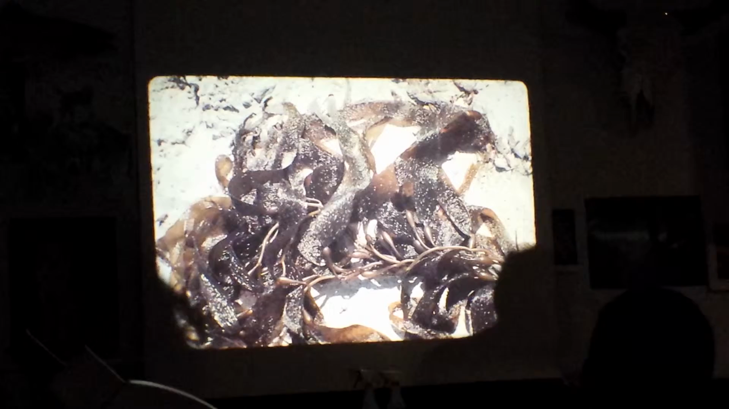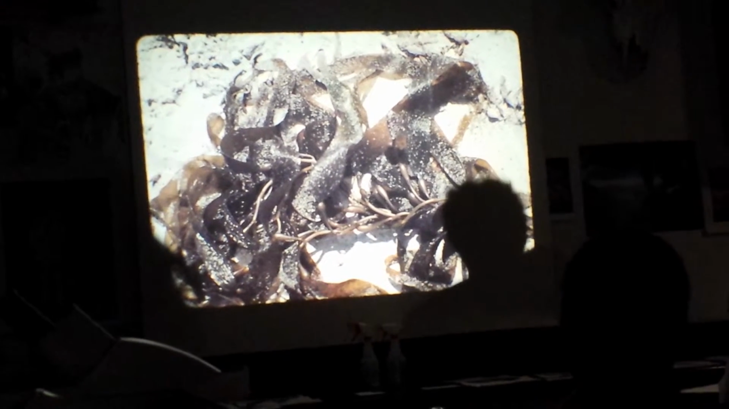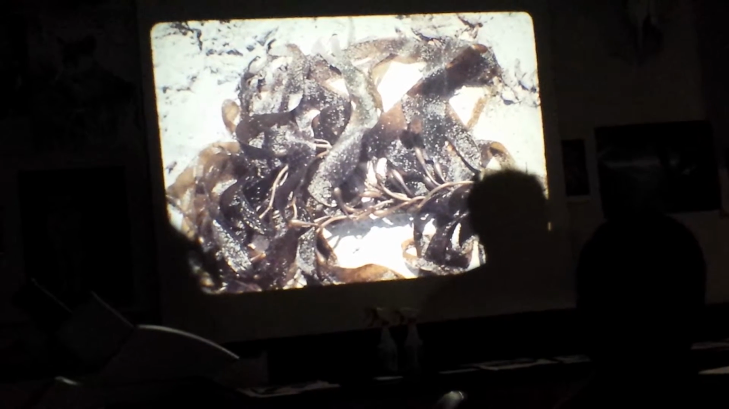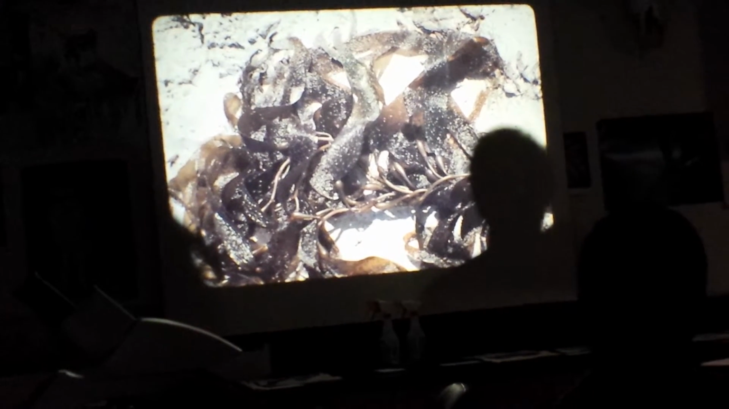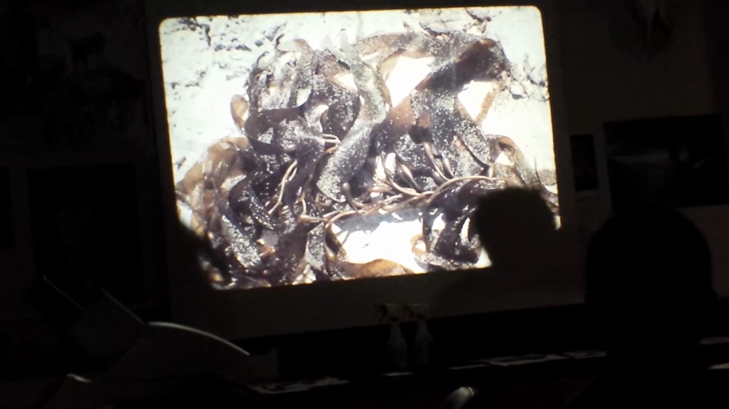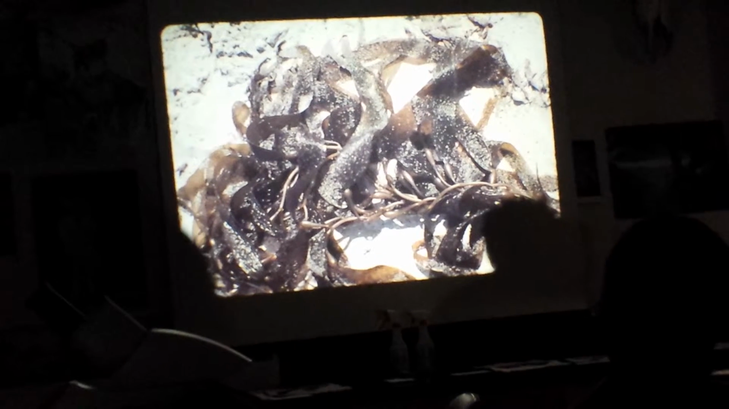Which one's that? Kelp? That's kelp. And what's kelp called? Macrocystis. You've got, what's this part? Blade. This part? Stipe. These little bubble-like things, pneumatocysts. What's it called? Pneumatocyst. With a P, a silent P at the front.